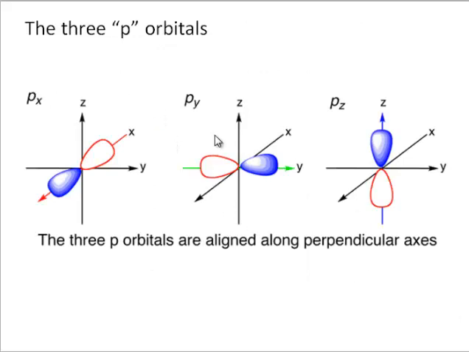Now remember, there are 3 p orbitals, because p means L equals 1. Possible values of m sub L are -1, 0, and 1. There are 3 values, and therefore 3 orbitals. These orbitals have dumbbell shapes that the electron is likely to occupy. And they're pointed orthogonal to each other. Usually we call them the x, y, and z orbitals. And the lobes are pointed along orthogonal axes.